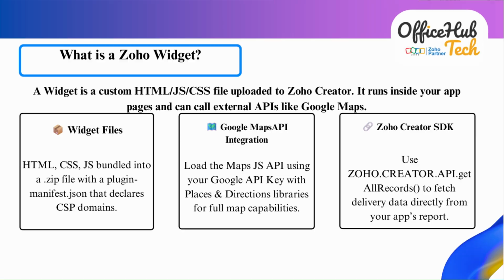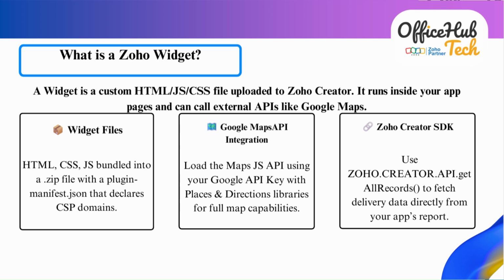Now let's look at what a Zoho widget is. A Zoho widget is essentially a mini application built using standard HTML, CSS, and JavaScript. It runs inside our app pages just like a native component, but it has the full power of a web application. That means it can call external APIs, render maps, show charts, and do anything a regular web page can do. Think of it like this: Zoho Creator gives you the data platform, and widgets give you complete freedom to build a custom UI on top of it. Now, a widget is made of three key parts.